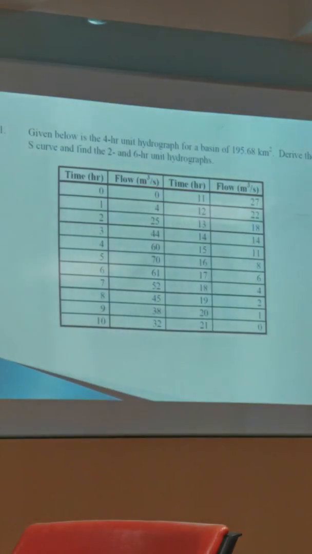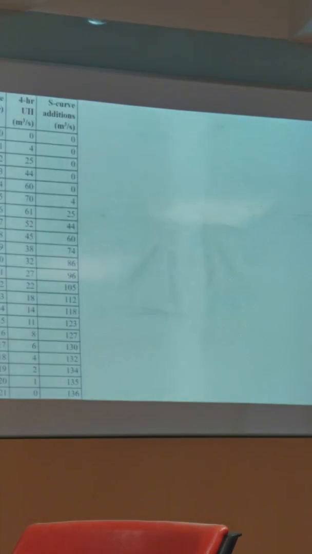But to do a 6-hour unit hydrograph, if in the exam they give you 21 numbers for your unit hydrograph, you are pressed for time. You have to do it really, really quickly to handle 21 numbers. Here we go. It's a pretty long hydrograph, 21 of them. This is the 4 hours. This is the number. This is now time.